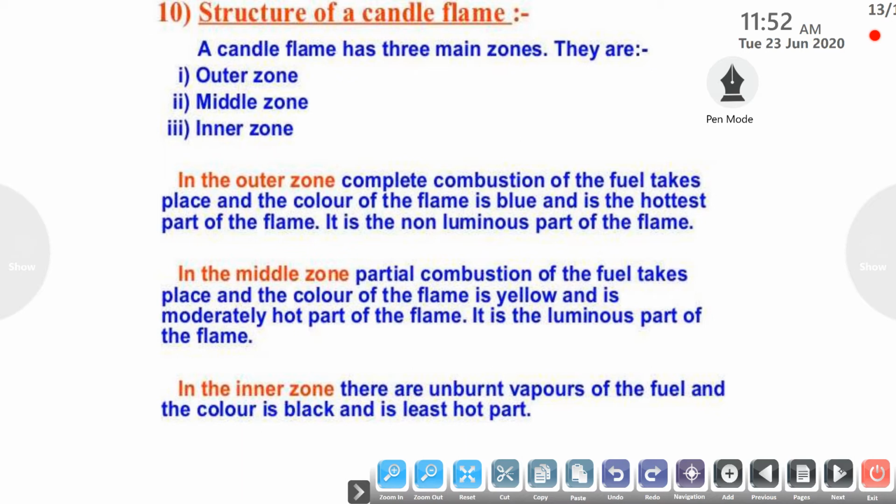In the middle zone, the partial combustion, or combustion with a limited supply of oxygen, of the fuel takes place and the color of the flame is yellow, and it is the moderately hot part of the flame. It is also known as the luminous part of the flame. In the inner zone, there are unburnt vapors of the fuel and the color is black, and it is the least hot part of the flame.